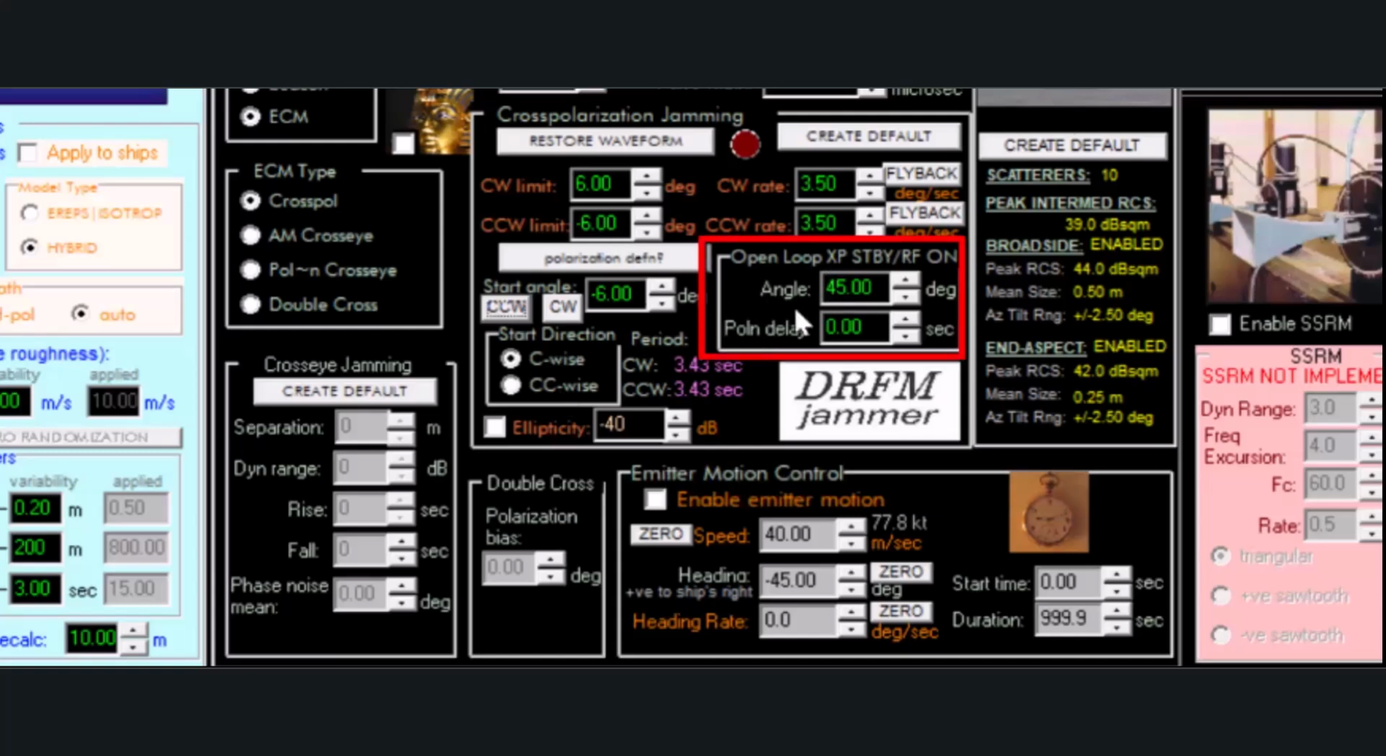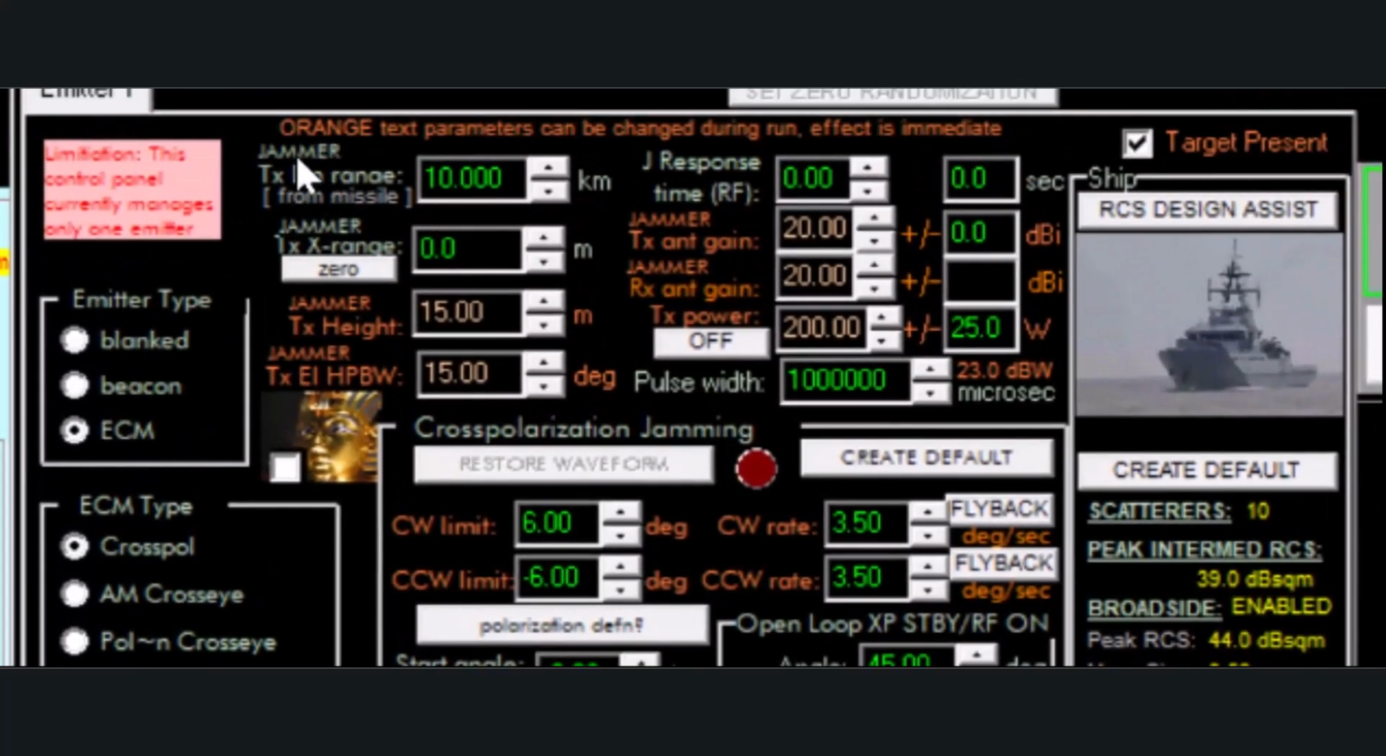There's also a rest angle. Might be at 90 degrees, might be at 45 degrees. And how long do we stay there before we get going? Okay, moving up to the top here.